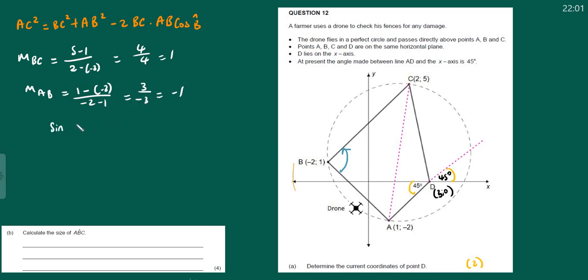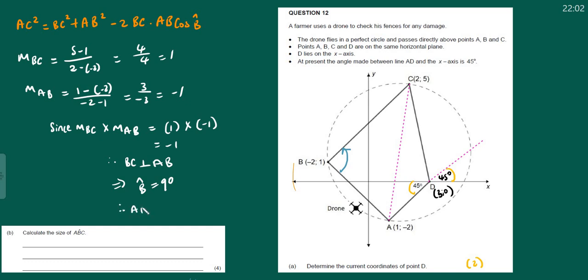Then you say, since the gradient of BC times the gradient of AB will be equal to 1 multiplied by negative 1, giving you negative 1, therefore BC will be perpendicular to AB, which implies that angle B is 90 degrees, meaning ABC will be 90 degrees. So that is one way you can do it. But it works on suspicion, maybe because you are suspecting a 90 degree angle.